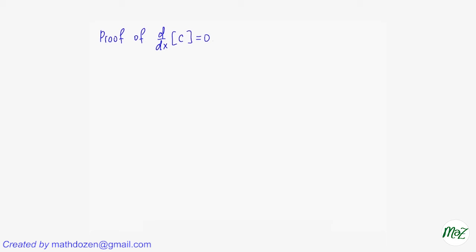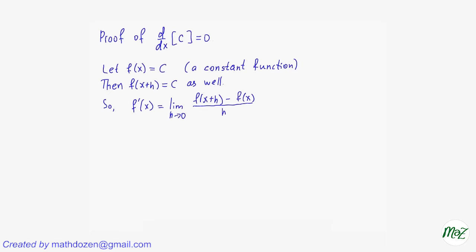Let's start with a proof that the derivative of a constant is equal to 0. As the usual proof, we set the new function f of x being equal to some constant. Then to find the derivative, we will need to do the difference quotient. So we calculate that f of x plus h is equal to the constant as well. So a constant function does not change.